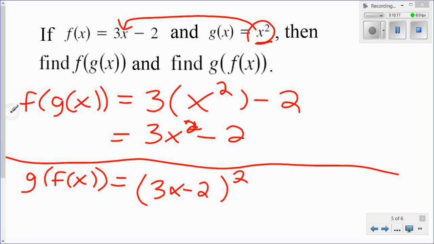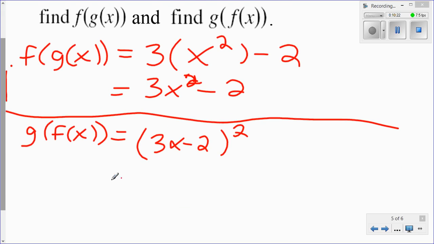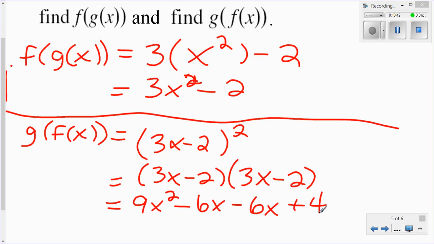All right, now to simplify this, or work it out, we would have to FOIL this, because remember, 3x minus 2 squared means 3x minus 2 times 3x minus 2. So if we FOIL, we're going to get 9x squared minus 6x minus 6x plus 4. And then we can combine our middle terms. Negative 6x minus 6x is negative 12x plus 4.